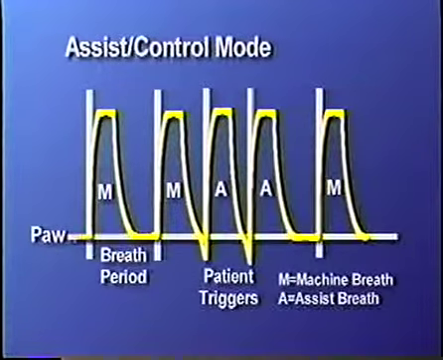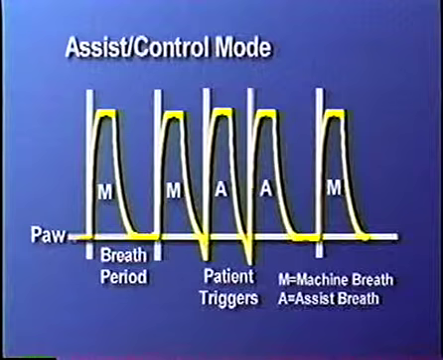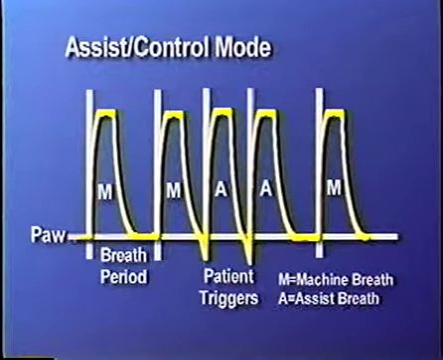In the assist control mode, the ventilator guarantees a minimum number of volume or pressure breaths. The patient may trigger additional volume or pressure-controlled assist breaths. Here you can see that the third and fourth breaths were patient-triggered.